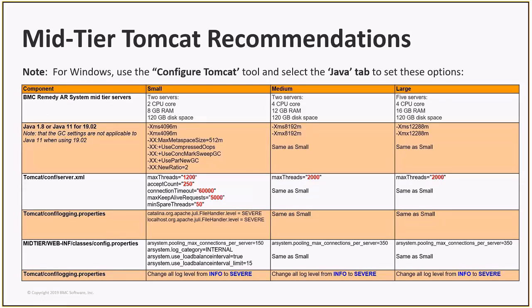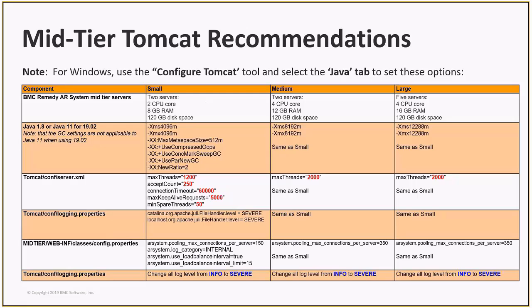For the small, medium, and large, we recommend 2, 2, and 5 servers in these environments. Now, obviously, if you're somewhere between a medium and large, you may have 3 or 4 servers. We recommend the different Xms sizes here, 4 gigs, 8 gigs, and 12 gigs, and the standard GC and Java parameters here.